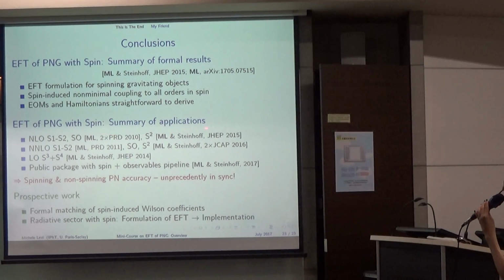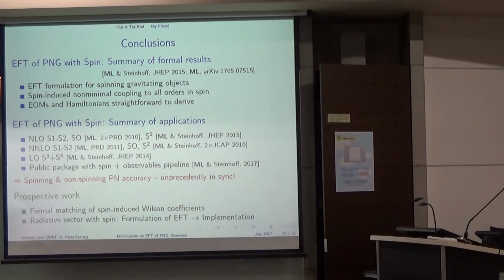Just to go over all the practical results that we achieved. We derived everything basically from next to leading order north. Next to leading order spin orbit, spin 1, spin 2, spin squared. Next to leading order spin 1, spin 2, spin orbit, spin squared. I showed you the leading order spin cubic and spin quartic that we computed. And finally, we took all this knowledge, we put it in the code, and we published it. And it includes an observables pipeline that should be further developed.